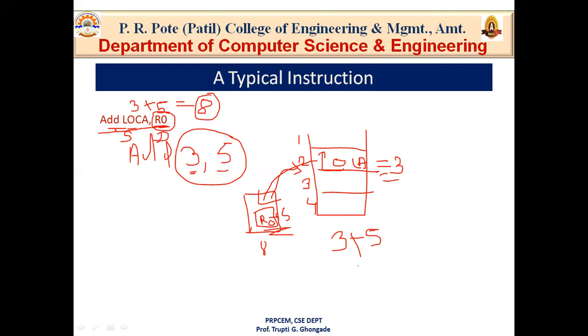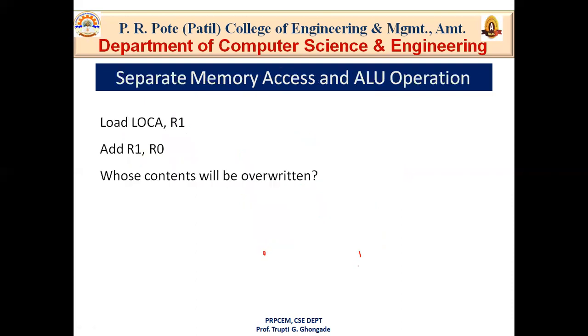So in many modern computers, these two types of operation, that means memory access operation and arithmetic operation, are performed by separate instructions because of performance issues. So how these are done by separate instructions, that we will see. What is a separate memory access instruction and ALU operation? So there are two instructions: Load location A comma R1, and the second instruction is Add R1 comma R0. Both R1 and R0 are general purpose registers which are in the processor.